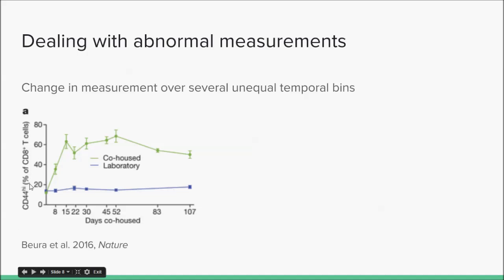And here they're showing the level of these particular immune cells, CD44 cells, as a percentage of all CD8 T cells. And you can see that it's quite elevated in the mice that were exposed to the immune environment that was quite different from the lab mice environment. And for the lab mice, they stayed fairly stable throughout their whole time of measurement. What you'll notice here is that there's not the same number of time points for the green curve as there are for the blue curve. For example, we're missing this one here at day 83. And you'll notice that they sampled a lot more at the beginning and less towards the end.